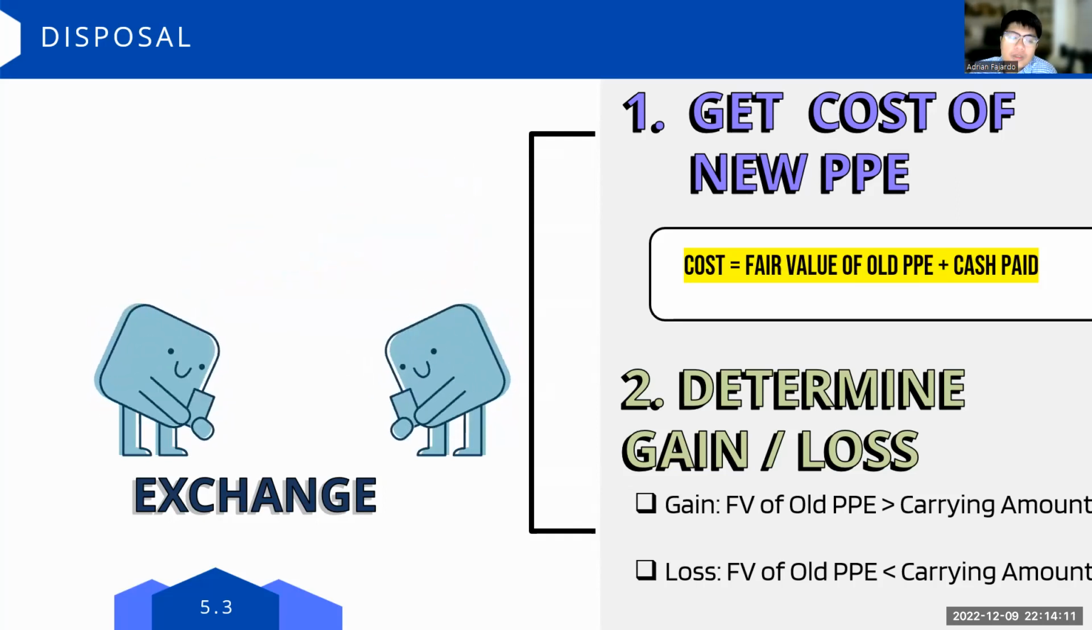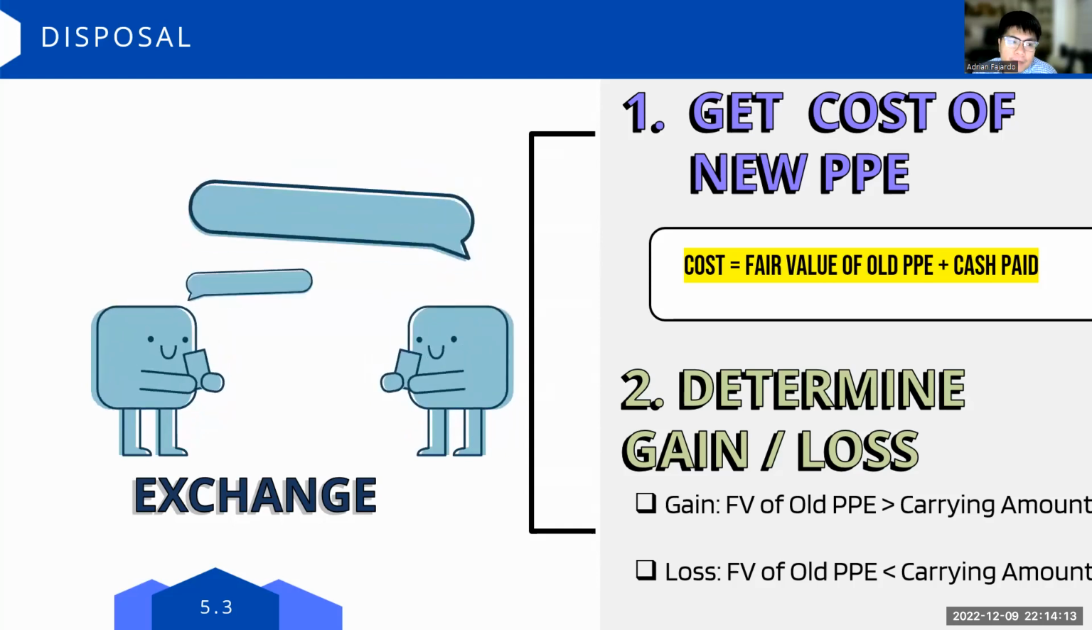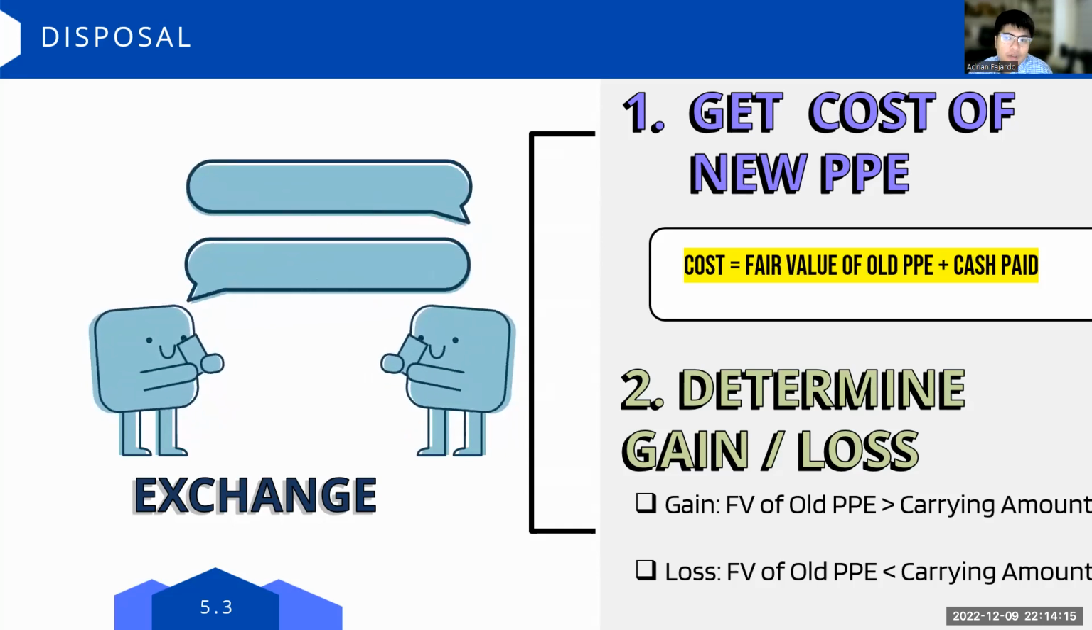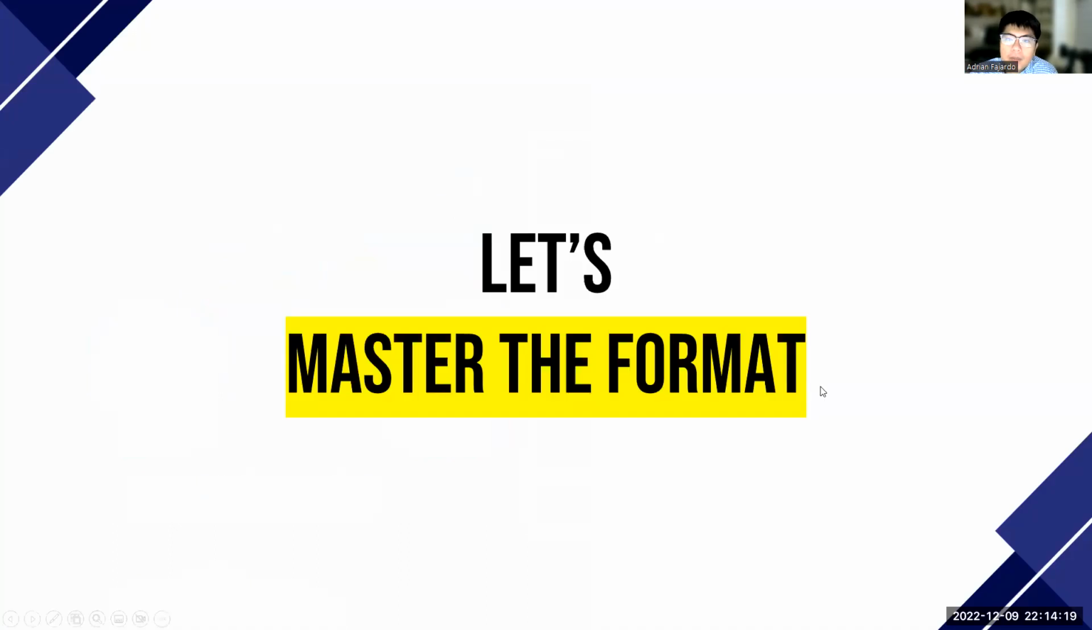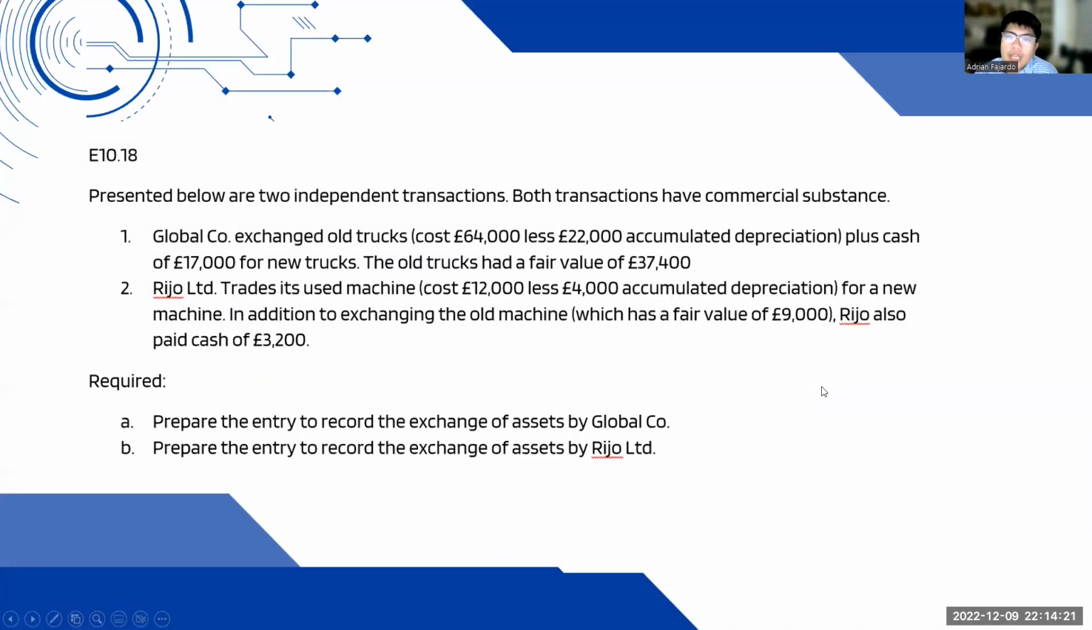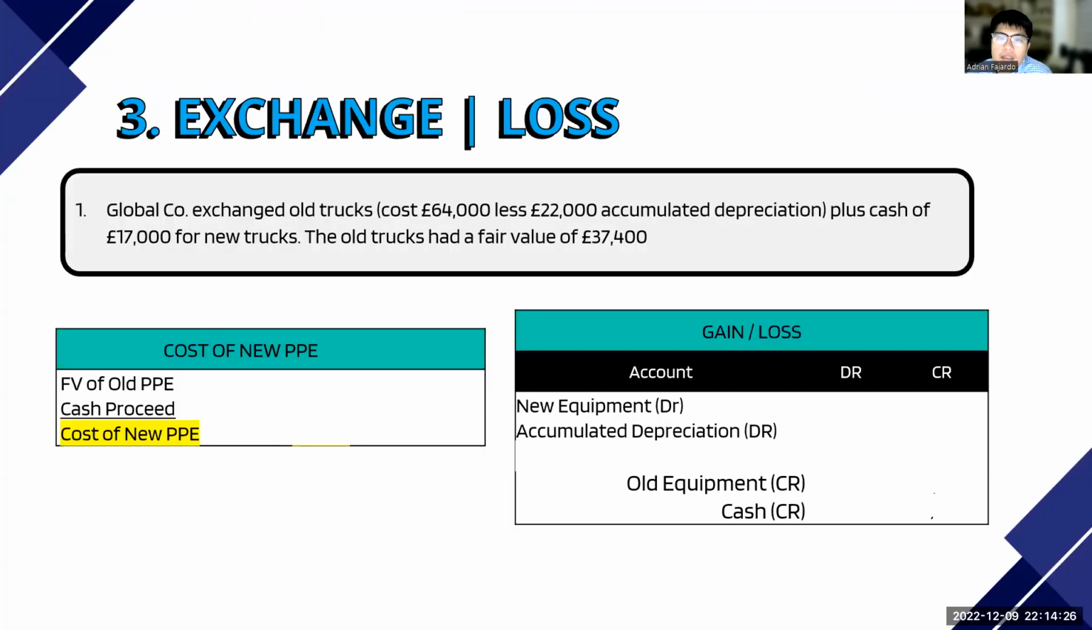Right? So, aside from updating your depreciation, you also need to solve for the cost of your new PPE. So, let's master the format. And in order to do that, we have the Global and Riho LTD. Let's look at Global muna. So, step 1, pag-exchange, we'll solve for the cost of your new PPE.